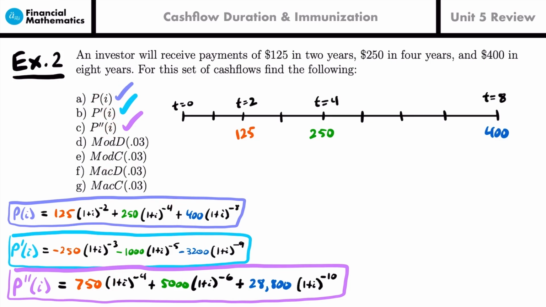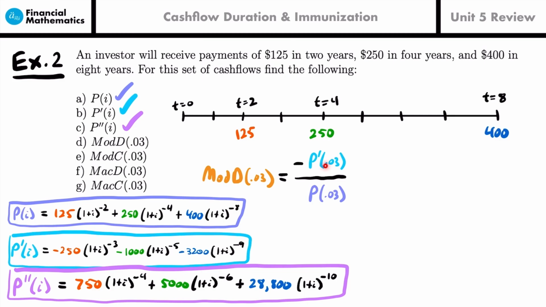And so now we're ready to move on to part D, which is to calculate the modified duration using a 3% interest rate. We're going to calculate that with the help of these different functions that we just found. Remember that another way to calculate a modified duration is like this. The modified duration, in this case at 0.03, is equal to the negative first derivative of the present value function, evaluated at 0.03, divided by the original present value function at that interest rate. This is how we can calculate this modified duration.